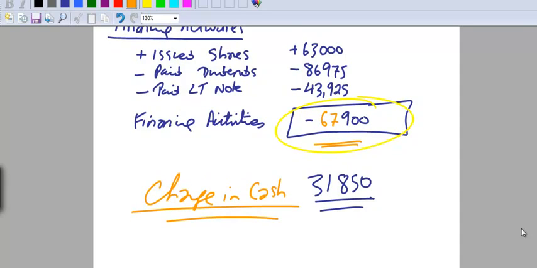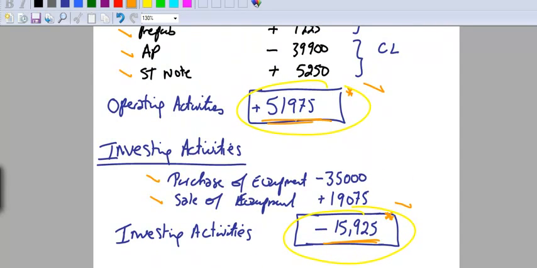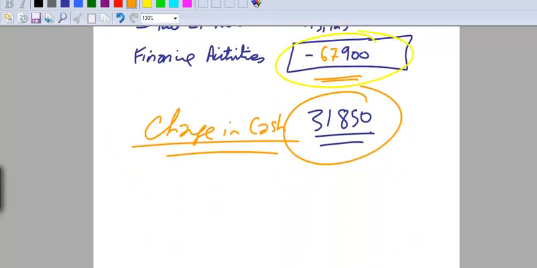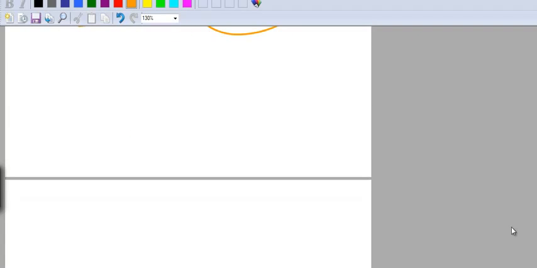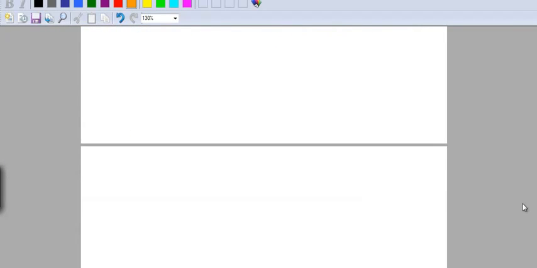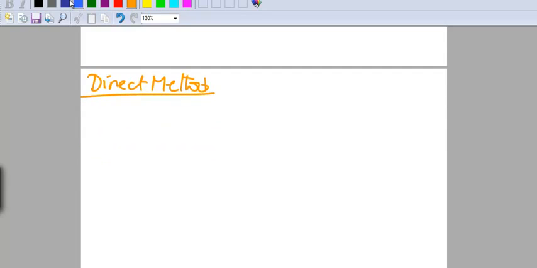Because I have this number and it matches the dollar change in cash, I can be certain that when I do the direct method, I am going to get the exact same figure in operating activities of 51,975 as I have done in the indirect method. So the next step we're going to do is the direct method. As I mentioned, the only difference between the direct method and the indirect method is how we showcase the operating activities.